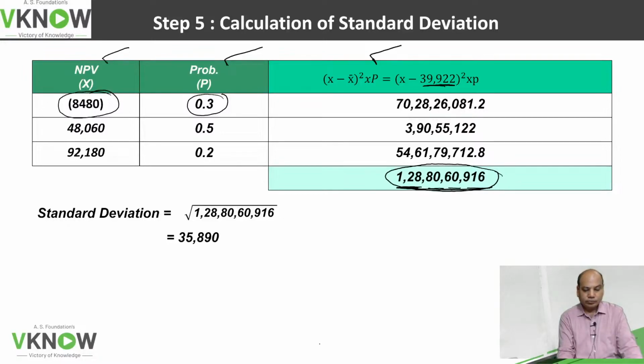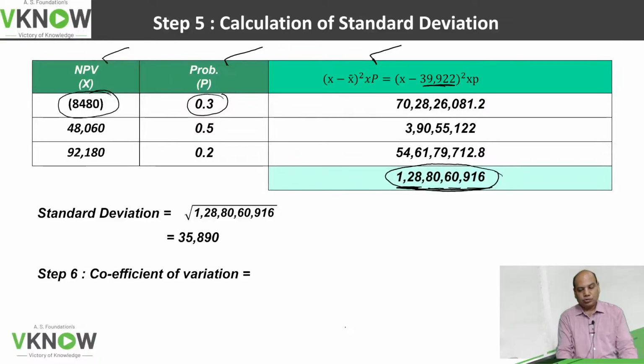Standard deviation. Now write down coefficient of variation. Coefficient of variation will be equal to, what is the formula for coefficient of variation? Yes, Divya. Coefficient of variation is standard deviation upon expected NPV. What is the answer now?